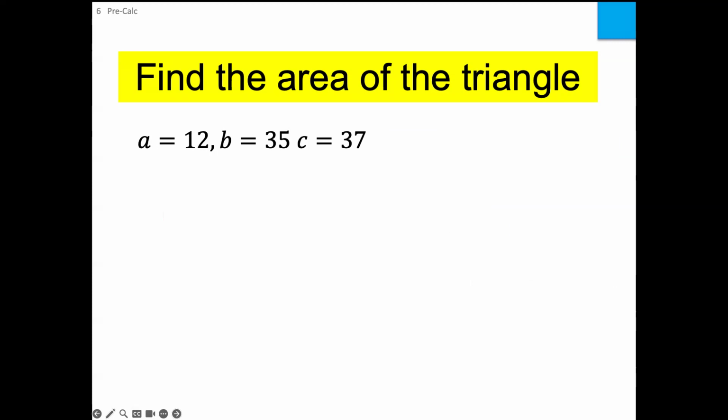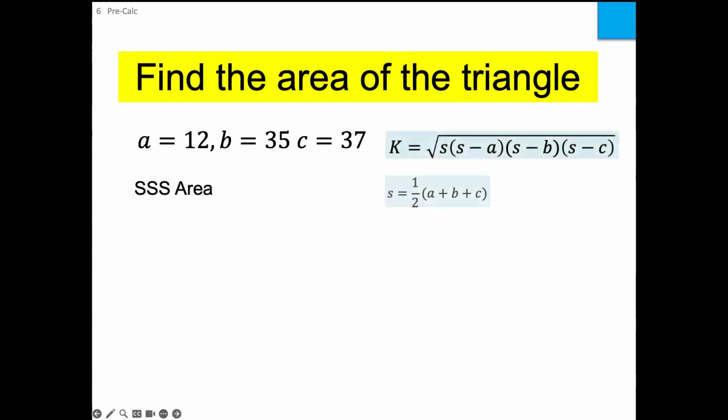Okay, we've got to add and divide by 2. 35 and 37 is 72, plus 12 is 84, half of 84. So 42 is your S. So it's going to be 42 minus 12, which is 30.